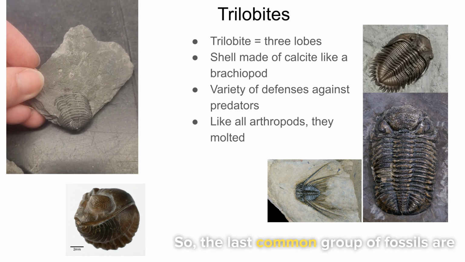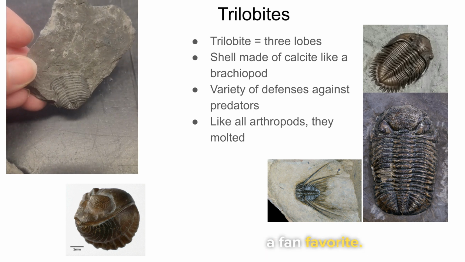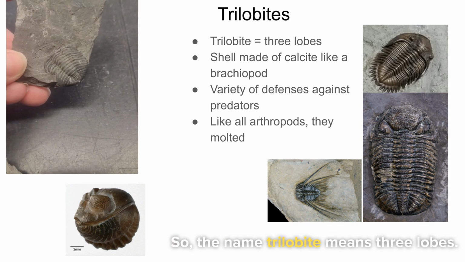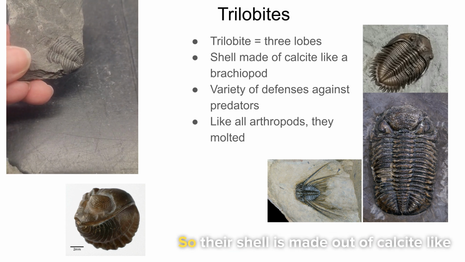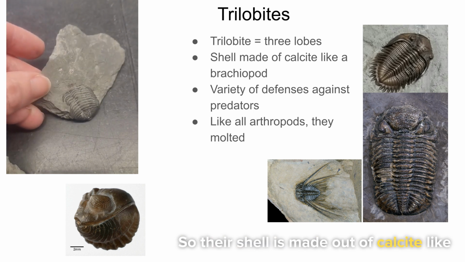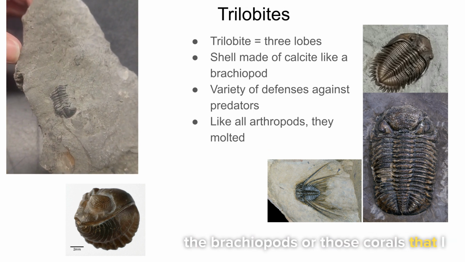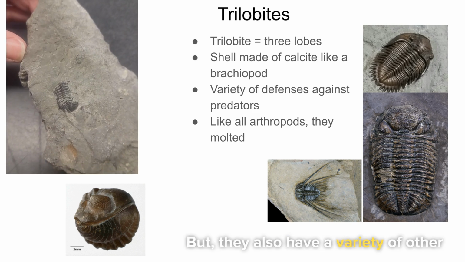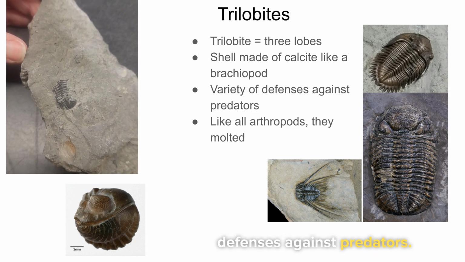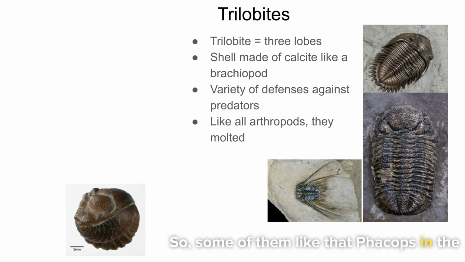So the last common group of fossils are a fan favorite. These are trilobites. The name trilobite means three lobes. Their shell is made out of calcite, like the brachiopods, or those corals that I mentioned earlier. But they also have a variety of other defenses against predators. Some of them, like that Phacops in the lower left-hand corner, can roll up into a ball. Other ones, like you can see that really obvious one, have these really long spines.